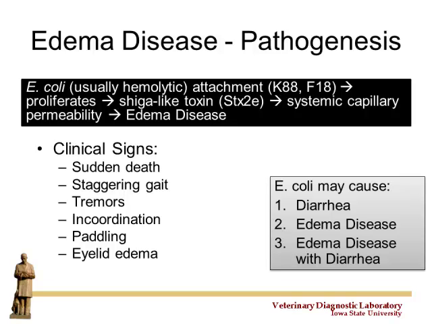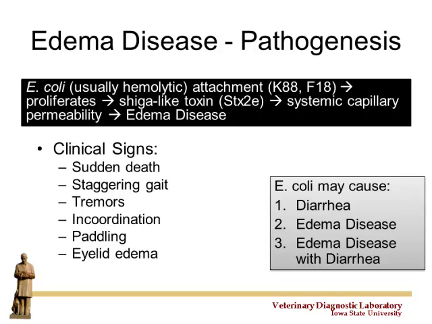What does it cause? Basically, looks like Strep suis a lot of the times, but the indicator that we seem to deal with it is either sudden death or some diarrhea or eyelid edema. Those are probably the most common things we hear or are reported.